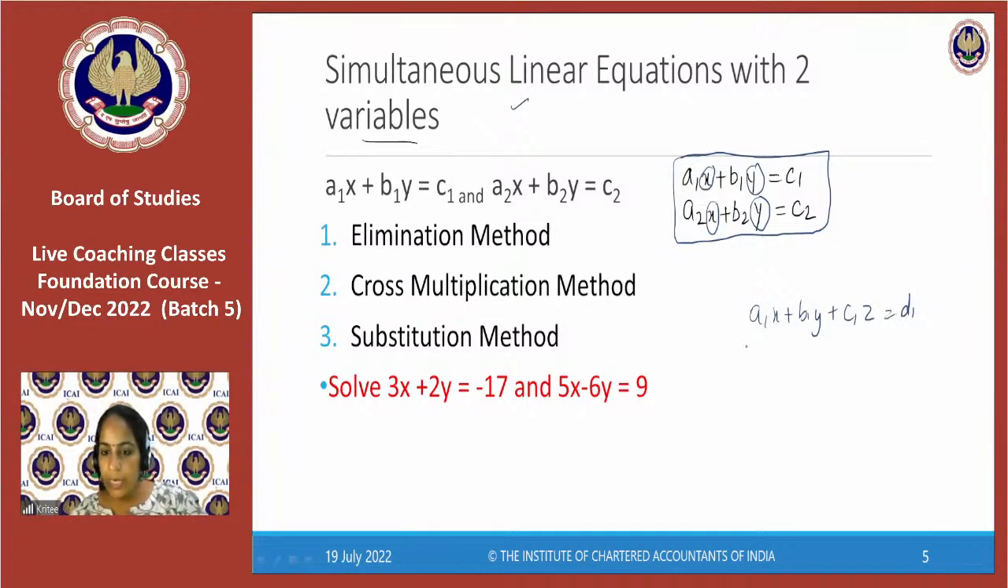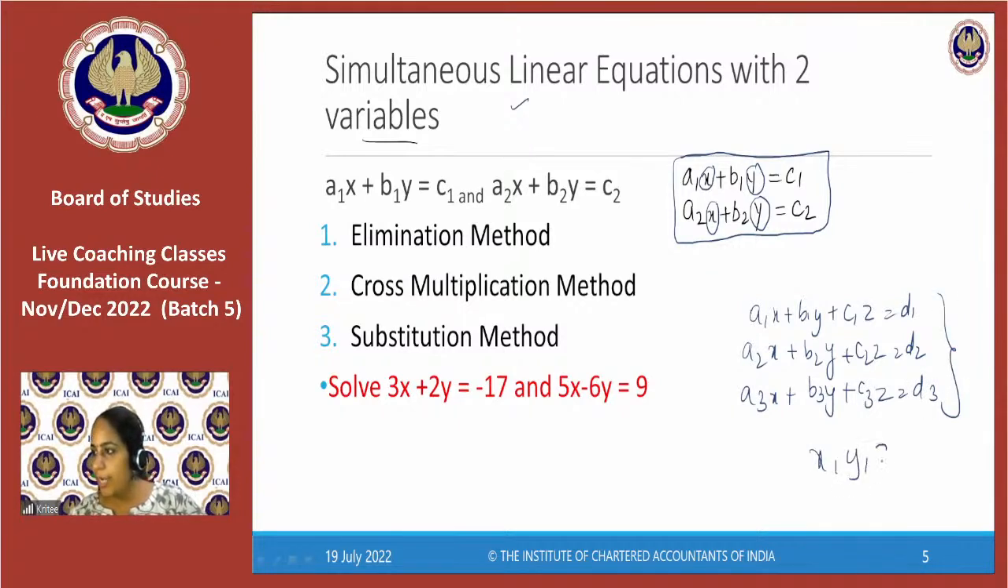If I had 3 variables, something like this, then how many equations would I need to solve? Accordingly, I need at least 3 equations to solve for x, y, and z. It's like this.